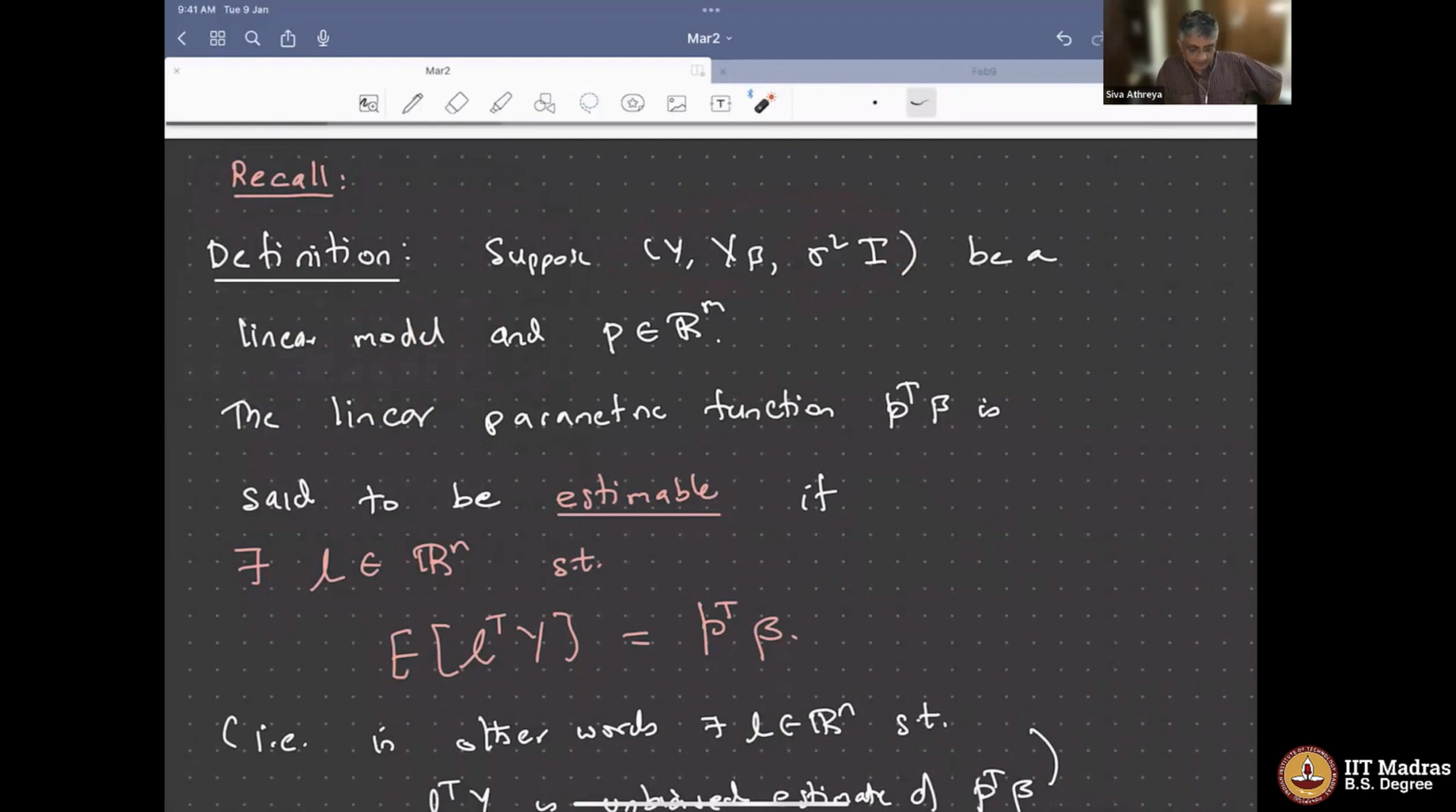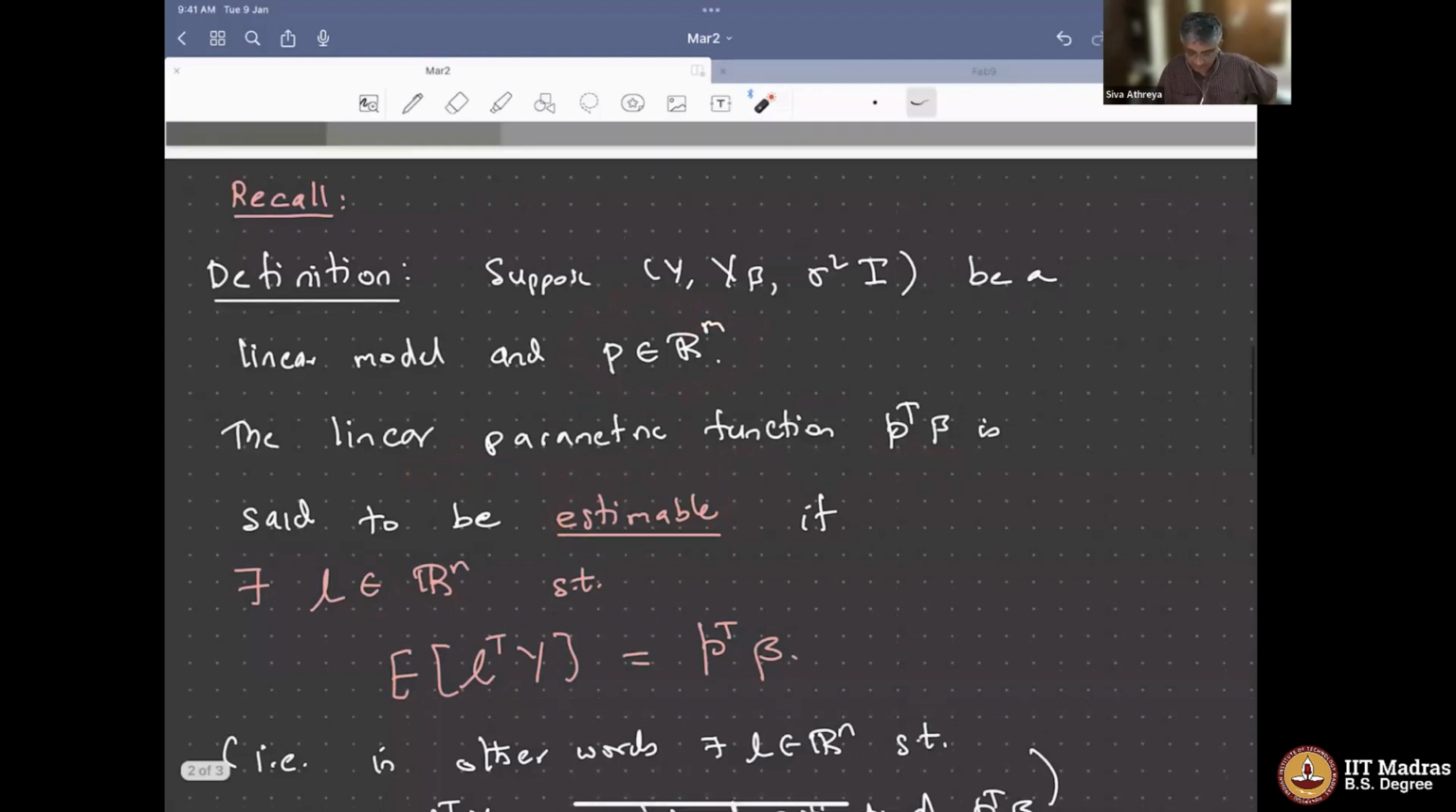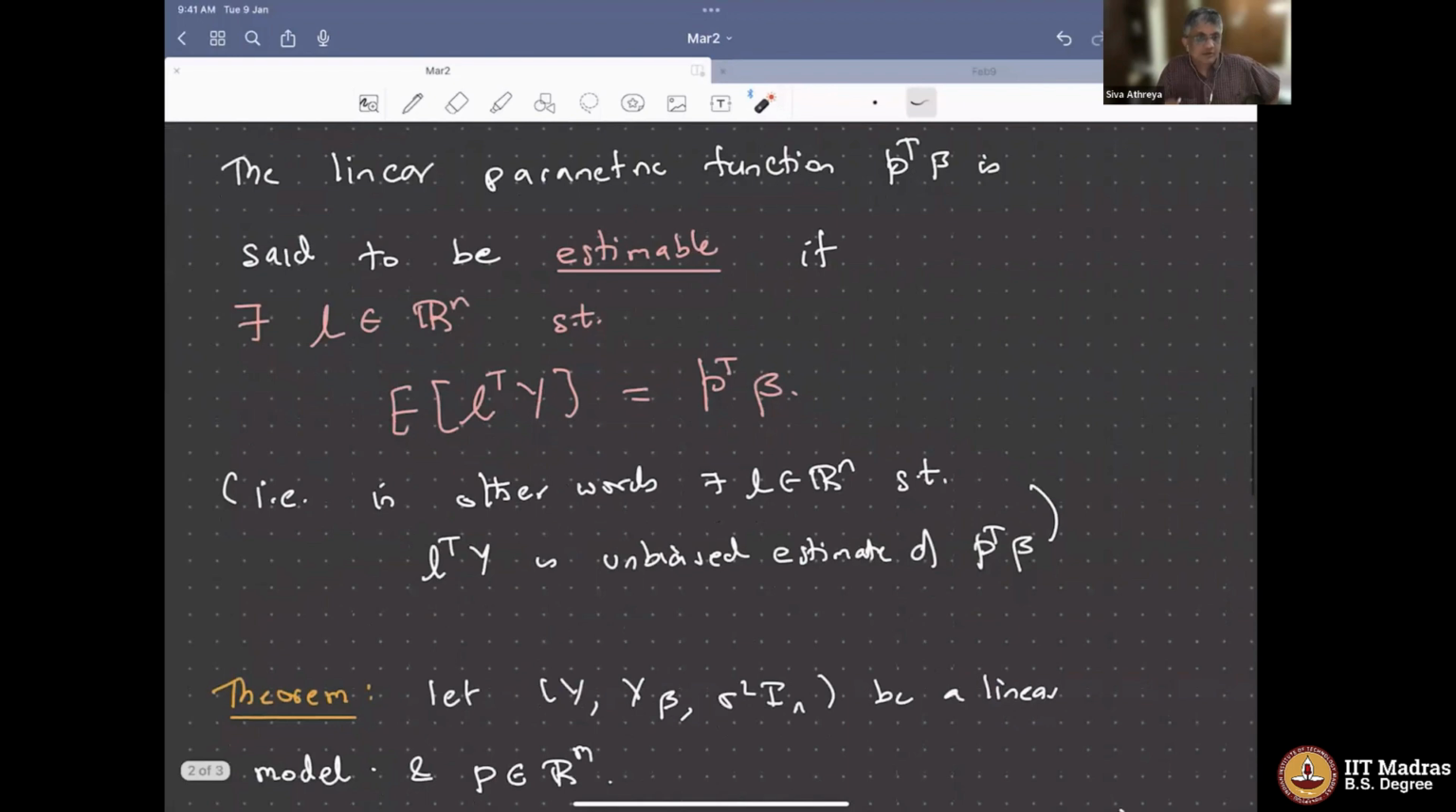And we said that a linear parametric function, that is P transpose β, where P is a vector in R^m, is said to be estimable if you could find a vector L in R^n so that the mean of L transpose Y is P transpose β, right? So in other words, L transpose Y was an unbiased estimate of P transpose β. That was the meaning of a linear parametric function to be estimable.